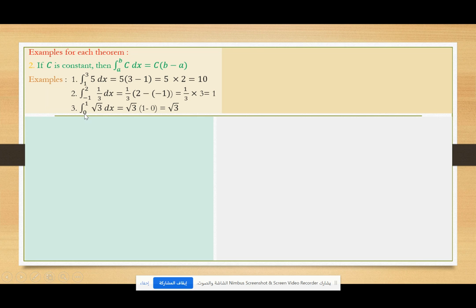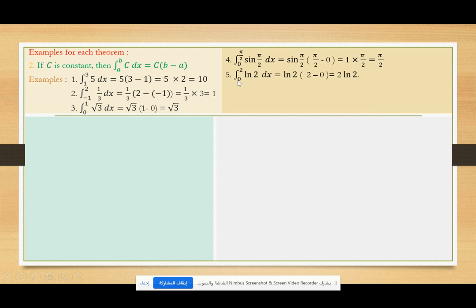Example number 3. Integration from 0 to 1 of the root of 3. This root is also constant. There is no variable beside it. In terms of x, it equals square root of 3 multiplied by 1 minus 0. And that will keep it root of 3 multiplied by 1, which is root of 3. Number 4, integration from 0 to pi over 2, sine pi over 2. There is no variable. There is no x. That means sine pi over 2 can be calculated. And that will keep sine pi over 2 as a constant value outside, multiplied by b minus a, which is pi over 2 minus 0. After calculating, sine pi over 2 is 1 times pi over 2. And that will give you finally pi over 2.